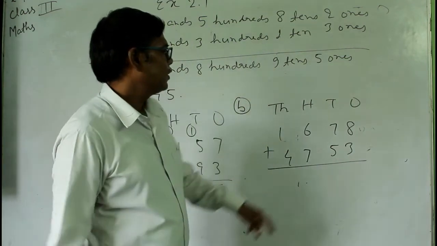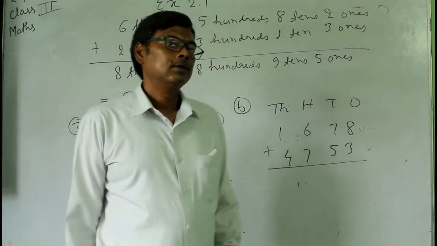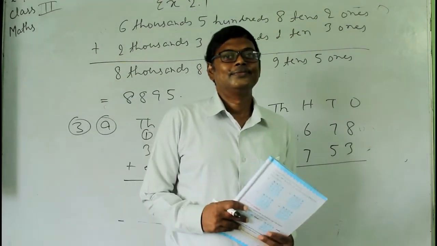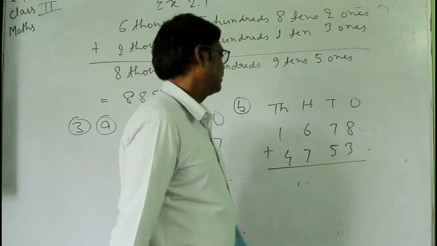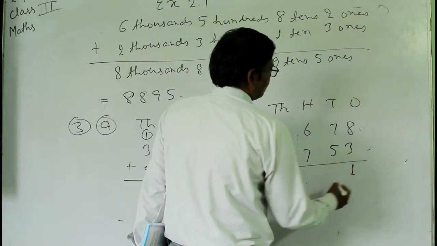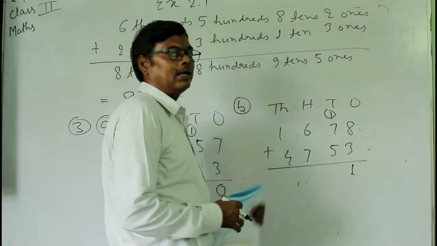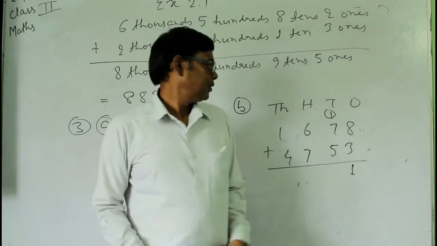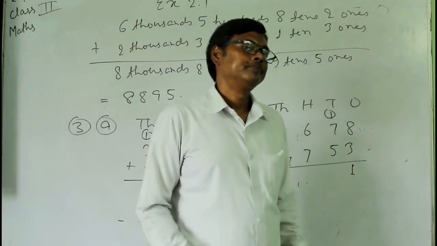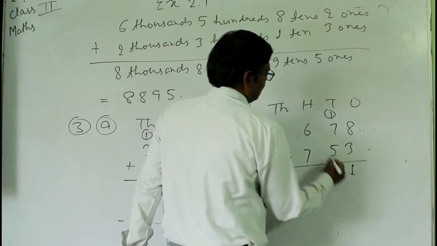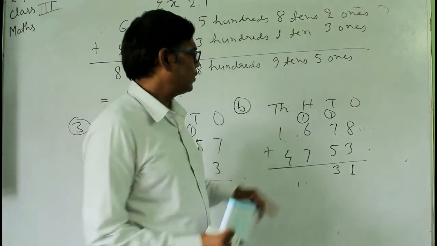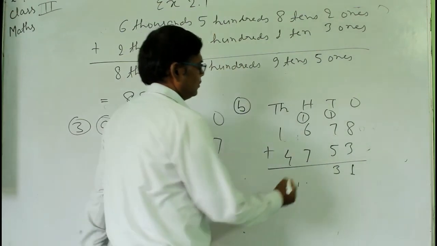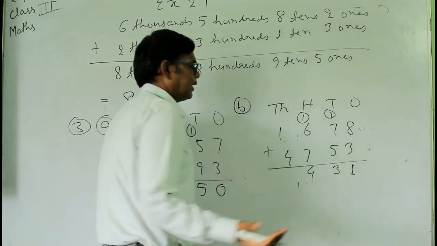Okay. Now 8 plus 3 will be count. 8 plus 3 is 11. Okay. So 11 here, write 1, then carry 1 here. Okay. And now 7 plus 1 is, kitna hoga 7 plus 1? 8. And 8 plus 5? 13. Then write 3 here, then carry 1. Then 6 plus 1 will be 7. And 7 plus 7 will be 14. Then write 4 here.